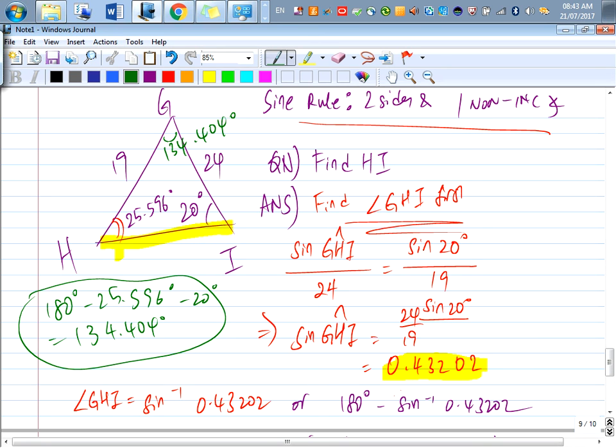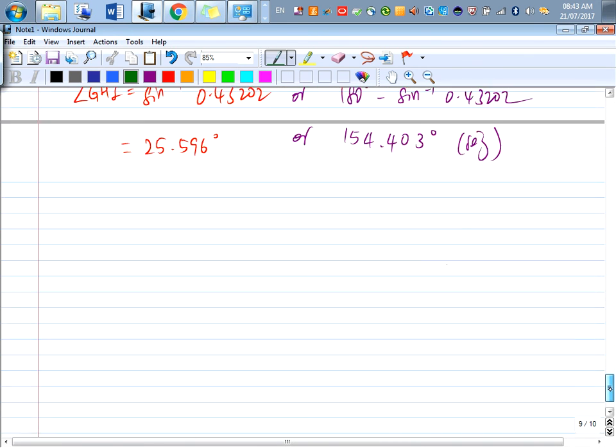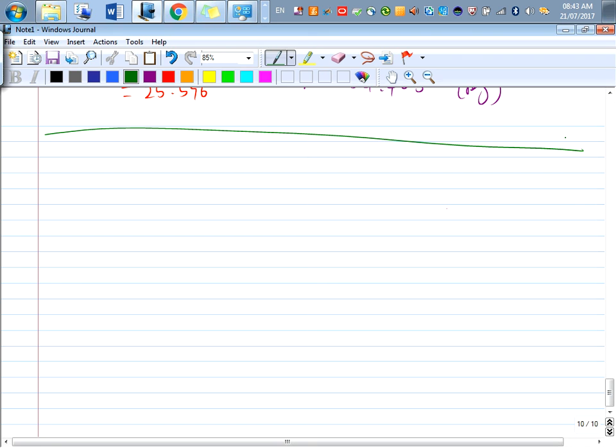Very bad drawing. Anyway, since now I have this angle, I can use my sine rule again to find the yellow color length. How? HI over sine 134.404 equals GH, which is 24 over 25.596, or it is the same as 19 divided by sine 20. Okay? So I'm not going to write that down. You can view the video if you want. And I have one last example to go through.